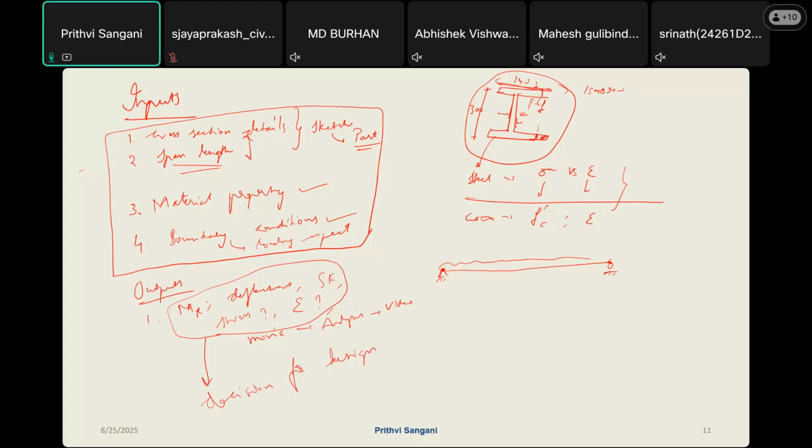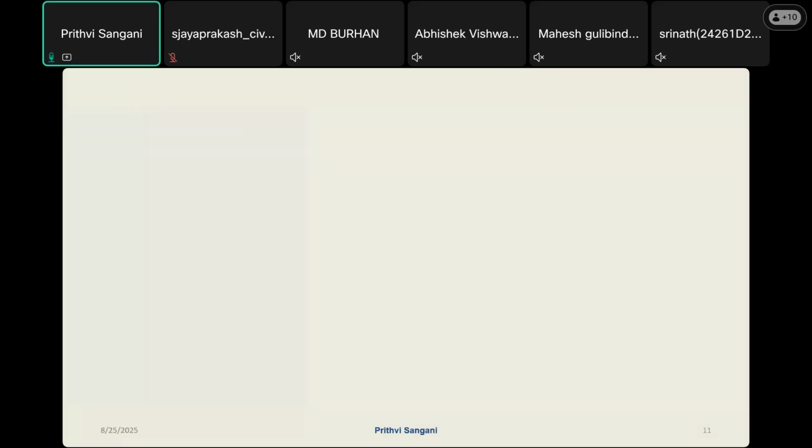Okay, so this you need to always ask for. Whenever you have a question about finite elements, first you think whether there are enough inputs available. One, the cross section dimensions, span length, material properties, and boundaries. Next, coming to the procedure. So that's what I wanted to show.